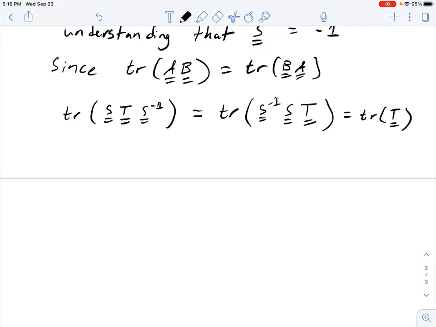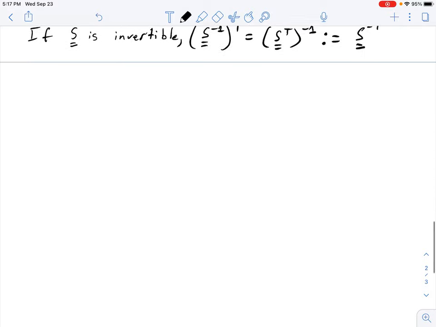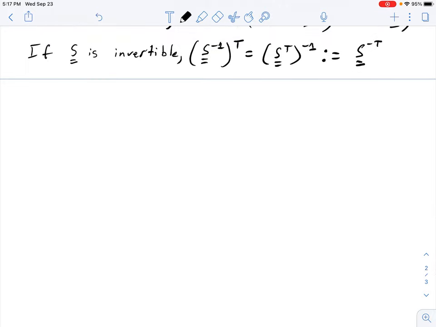If S is invertible, then the transpose of the inverse has to be equal to the inverse of the transpose, and we'll just denote that S superscript minus T. So this colon equals is defined as, say we have an orthonormal basis and an invertible tensor.